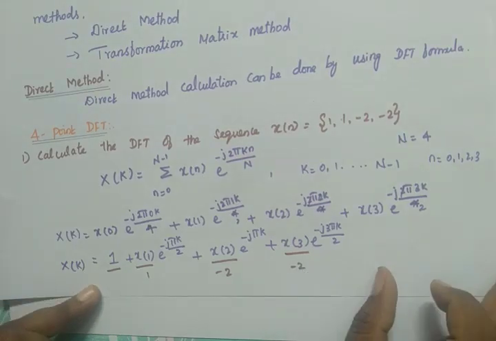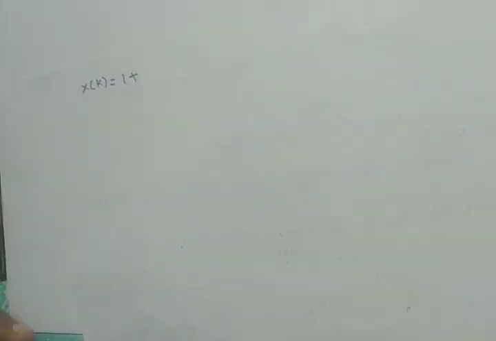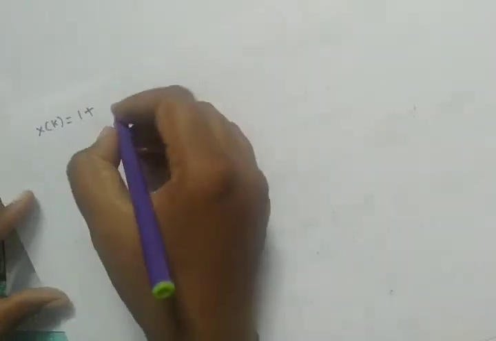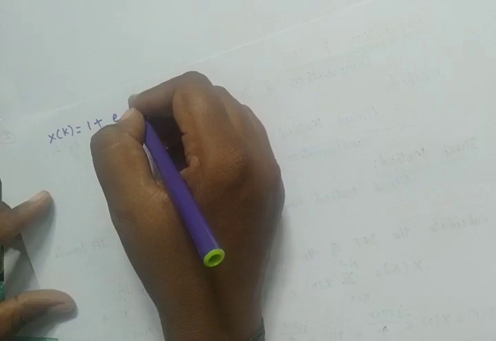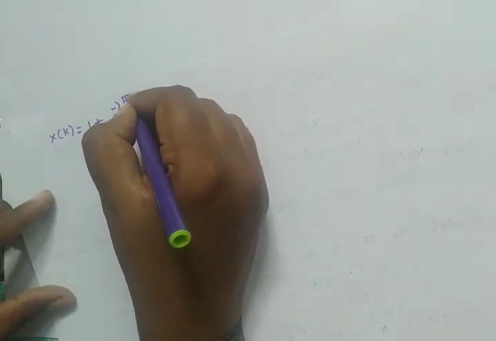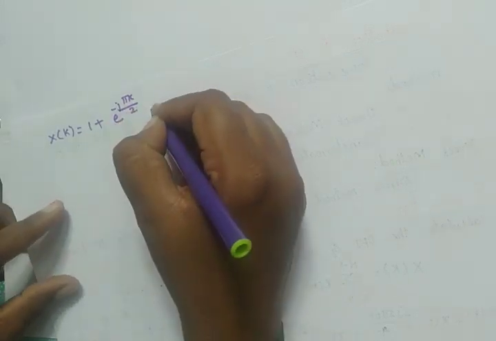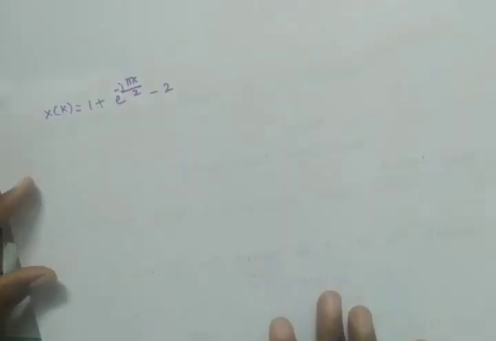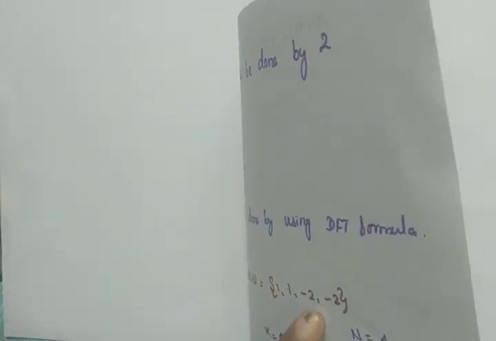Now we can substitute this so that we can write this as 1 plus e power minus j pi k by 2 minus 2, because we know that x of n, that is for 0 we have 1, 1, minus 2, minus 2.